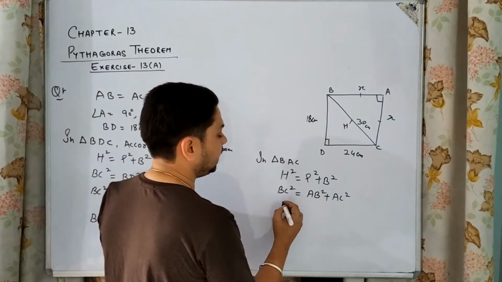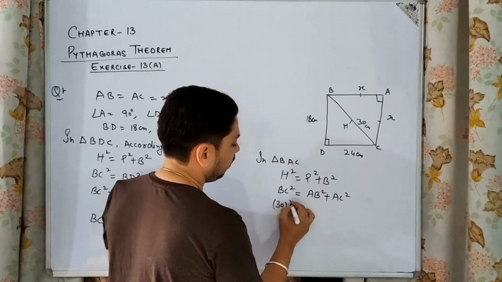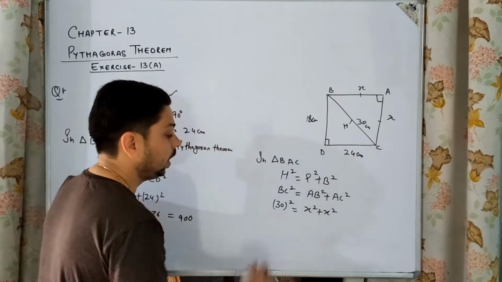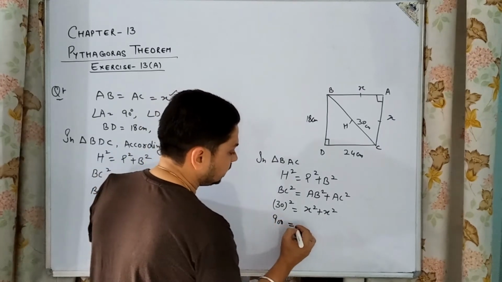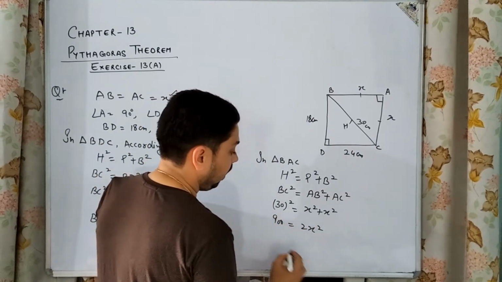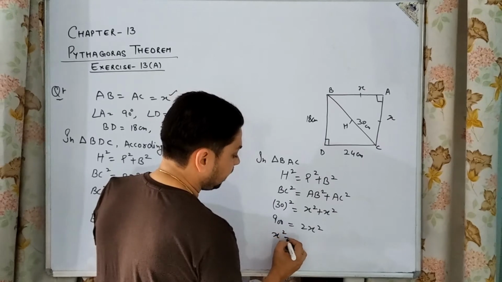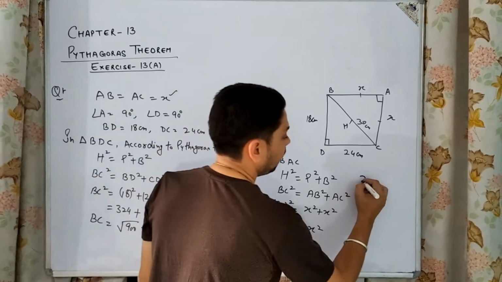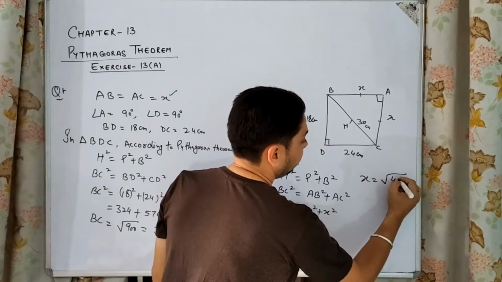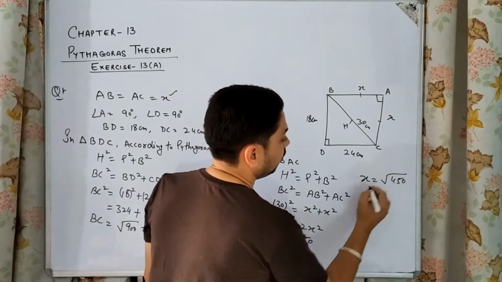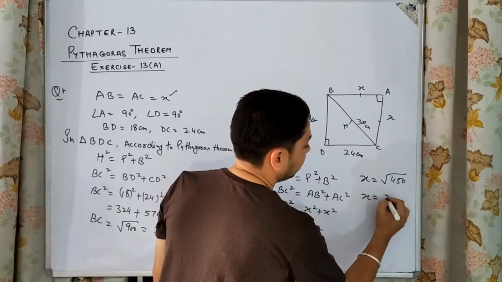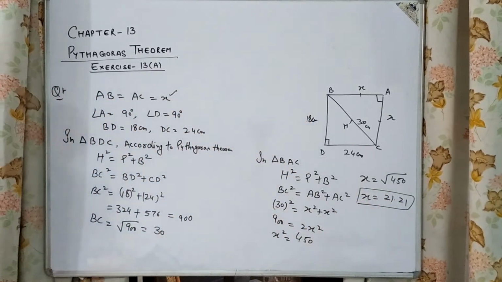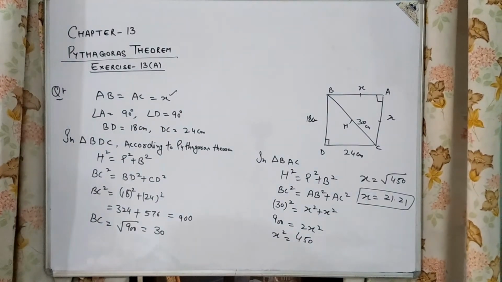Now, what is BC? BC is 30, whole square. AB is x square plus AC is x square. This is 900, equal to 2x square, and x square will be equal to 450. So we have to find the square root of 450. Square root of 450 will be equal to 21.21. This is your required answer.